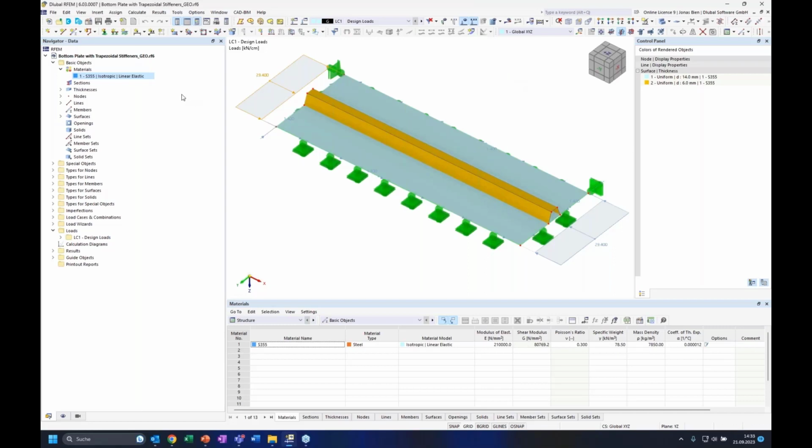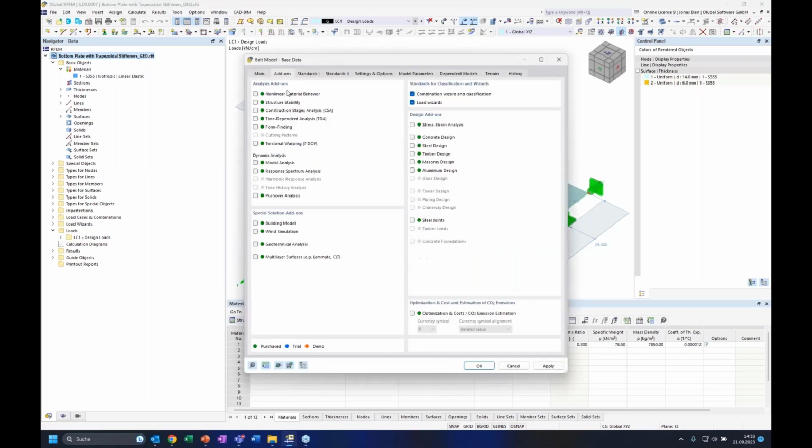All right, then let's tackle the first nonlinearity, which is the material nonlinearity. In order to be able to choose nonlinear material properties, I need to switch on the add-on nonlinear material behavior. And in this step, I already also activate the structure stability, because we will need the linear bifurcation analysis and then later on also the incremental analysis that Andreas already used in his example. So I switch them on, say OK.